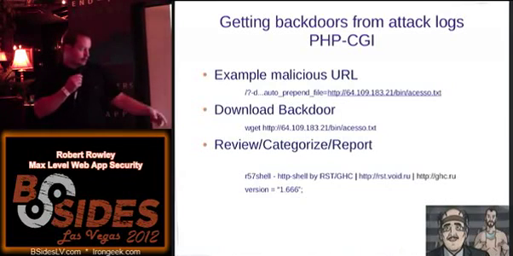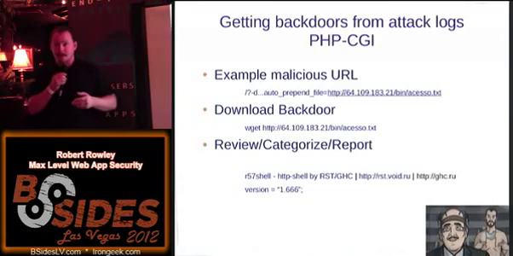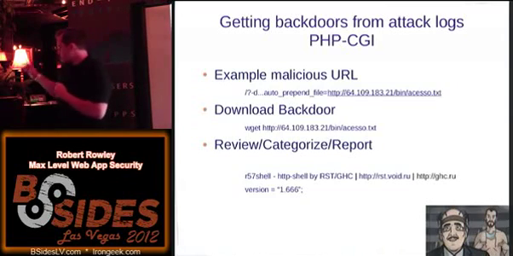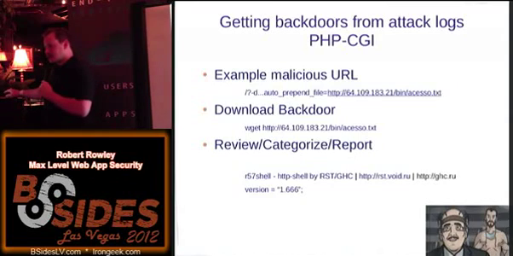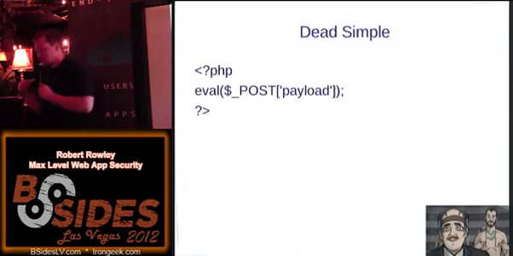So download it. Again, R57 shell. It's one of the most popular ones. But in this case, it was using 1.666. These vulnerabilities are only about 6 to 8 months apart, yet they use completely different backdoor versions. So I'll go into exactly how these backdoors work.